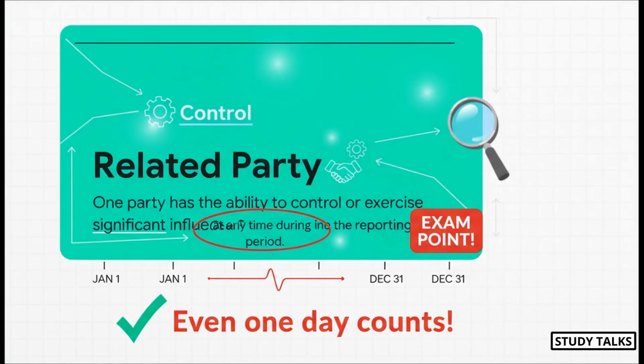All right, here's the official definition, and you've got to pay close attention to the wording here. It all comes down to two magic words, control and significant influence. But look at that other phrase, at any time during the reporting period. This right here is a massive exam point. It doesn't matter if the relationship only existed for a single week or even a single day of the financial year. If it was there, it counts for disclosure. You have to remember that.